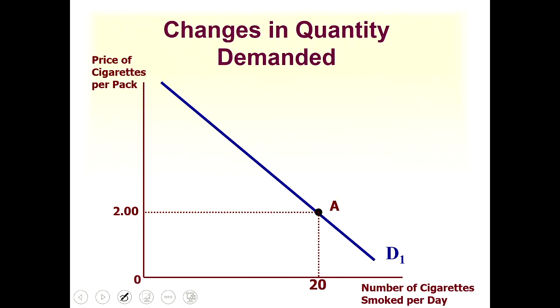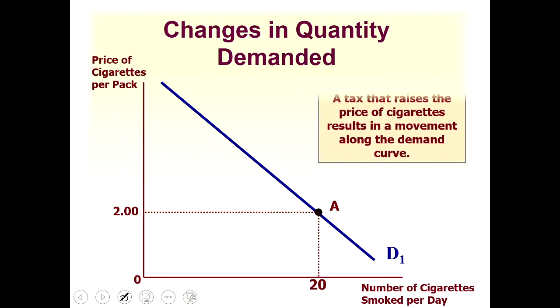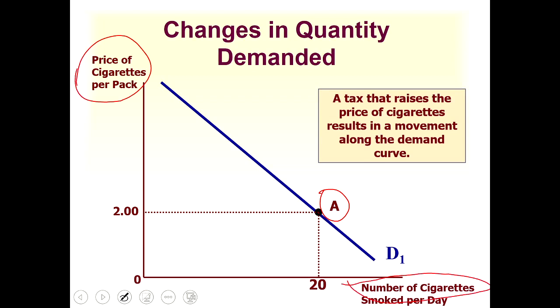We continue with the same one, the changes in the quantity demanded. At point A, on the y-axis we have the price of cigarettes per pack. On the x-axis we have the number of cigarettes smoked per day. At a price of 2, the quantity demanded is 20.